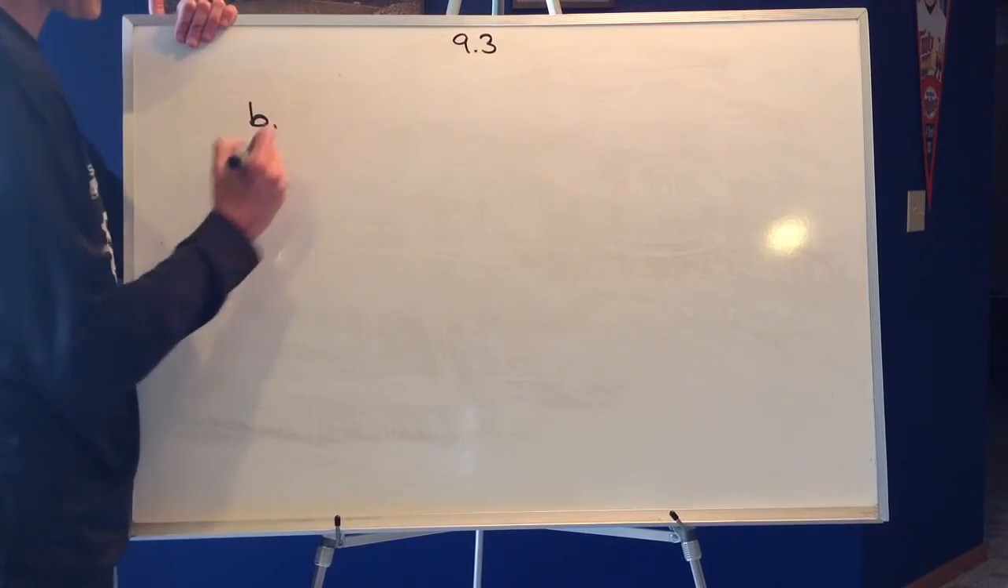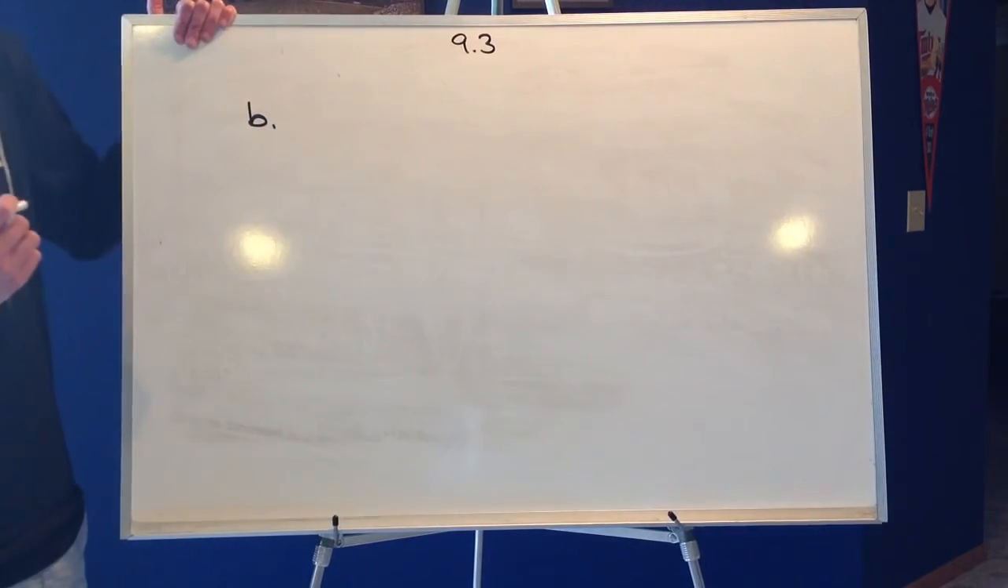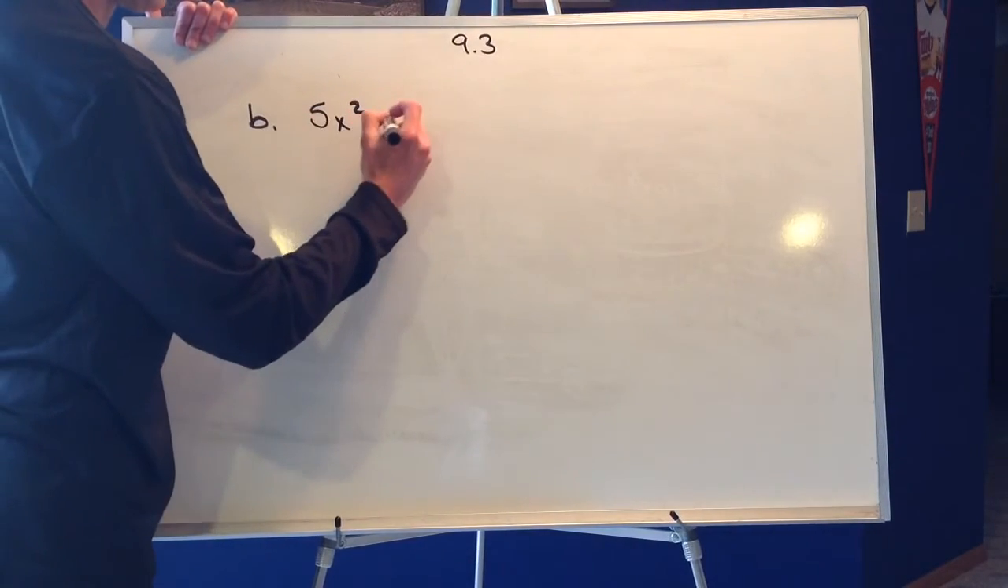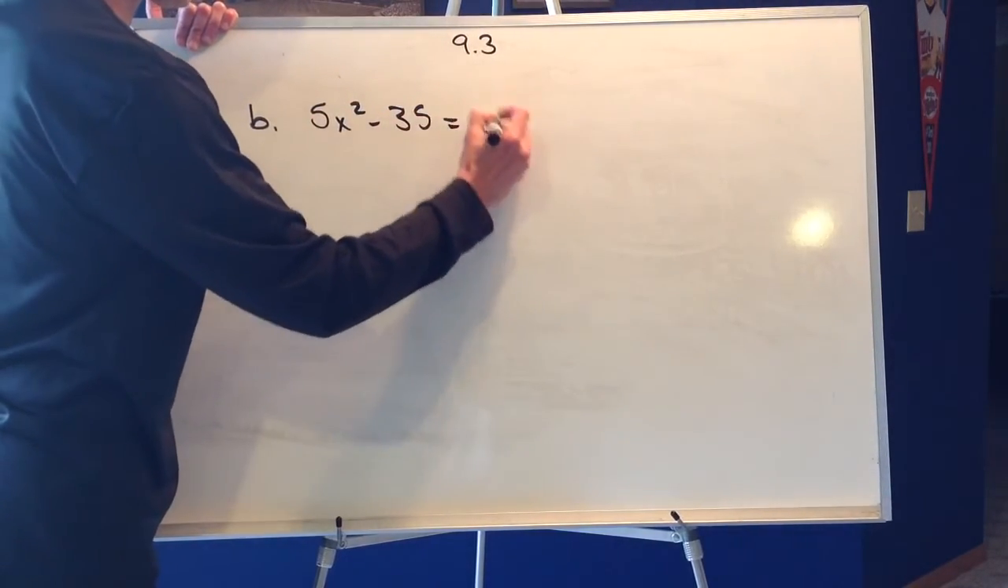Okay, so next one I've got is b. b is 5x squared minus 35 equals 0.